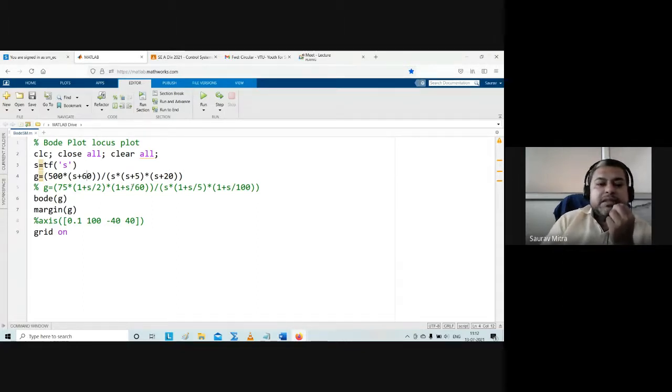1 by s, what is the starting point? Starting point is minus infinity. What you are explaining is 1 by s plus 1. 1 by s plus 1 has a corner frequency of 1. It starts at 1, 0 and it goes to 10 comma minus 20. I am not asking 1 by s plus 1. I am asking 1 by s.